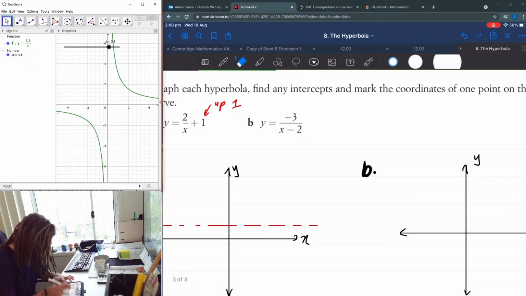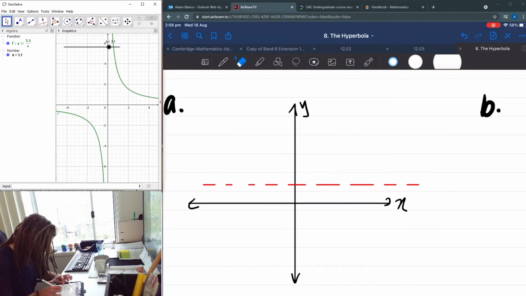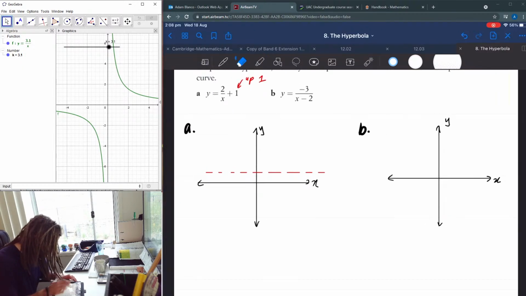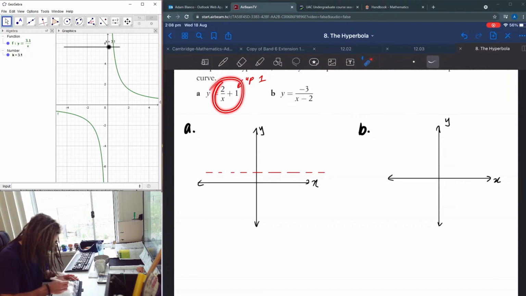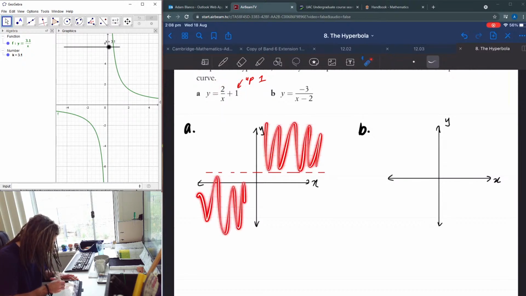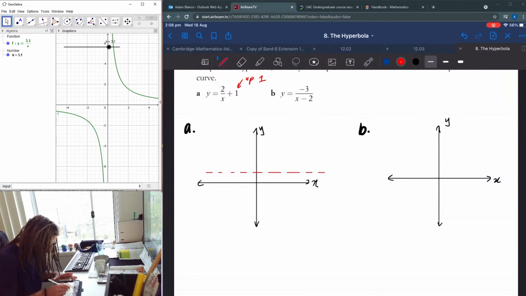Cool. I'll make that dotted, and then you just draw your hyperbola kind of inside that, if that makes sense. Because this is all positive, I know I'm going to end up in this quadrant and this quadrant. So you just draw it so you're avoiding your asymptotes. So I'm going to draw there and there.